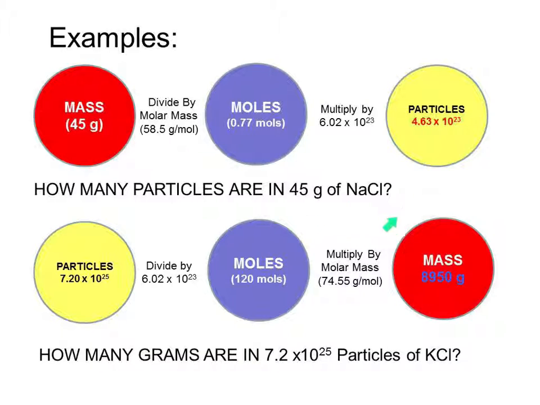Right, and now we're going back out of moles, so we always multiply. Here's my molar mass of potassium chloride, right? So it's going to be 120 times 74.55, and our final answer is 8,950 grams. That's how many grams are in 7.2 times 10 to the 25th particles, right? So we've gone from both ends. We've gone from mass to moles to particles, and now we've gone from particles to moles to mass.